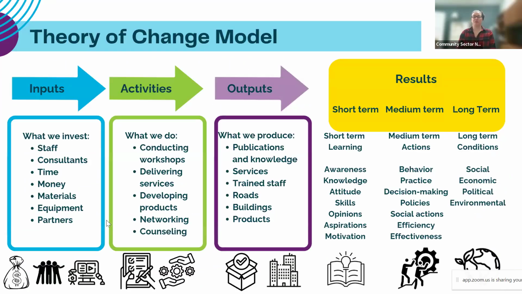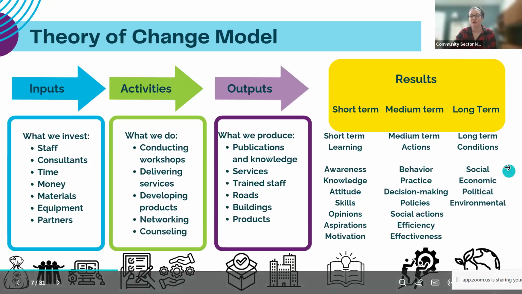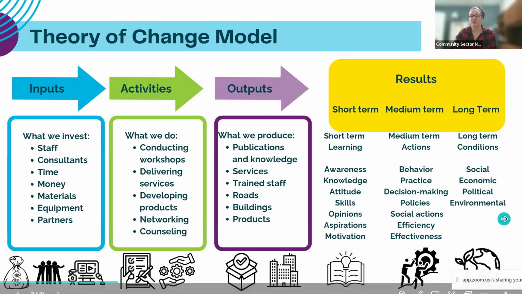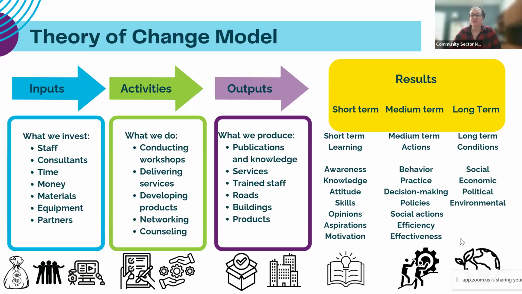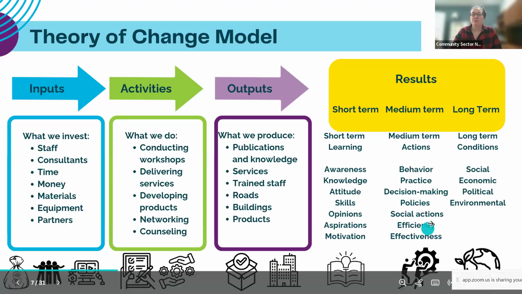So here's what we have as the theory of change model. In the long term, this is a general overview, we're looking for some type of outcome change, either social, economic, political, or environmental. And in order to get to that long-term change, we're going to have some medium-term actions, which could be in behavior and practice, decision-making, different policies, social actions, etc. But in order to get to those medium-term actions, we're going to have to develop some short-term learning in our awareness, knowledge, attitude, skills, etc.